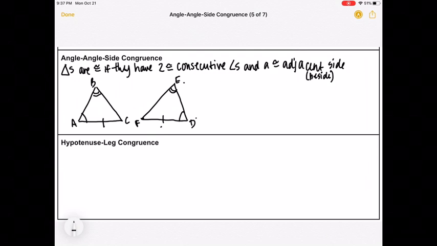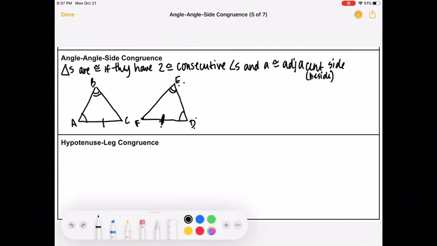So two consecutive angles, meaning this angle and this angle come right beside each other, right in a row. And then adjacent is going to be beside. So I could have, if they'd give me this one, that would work. Or if they'd give me that side and this other side, okay? So you could have gone either direction with that.